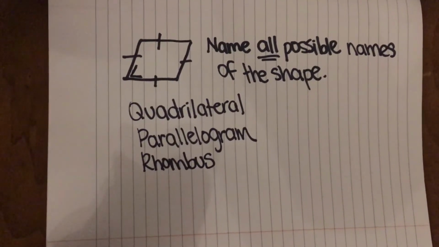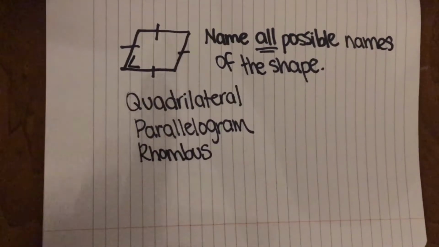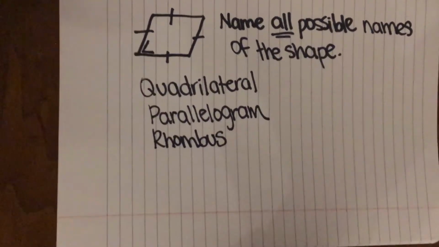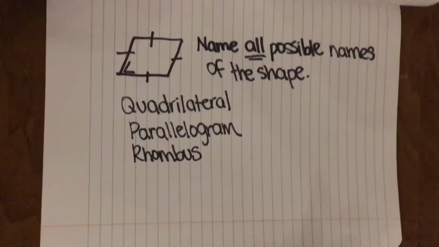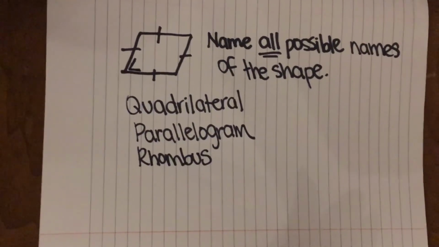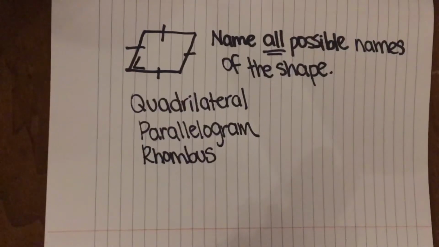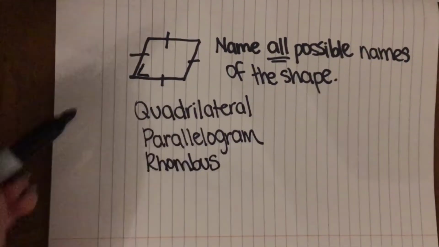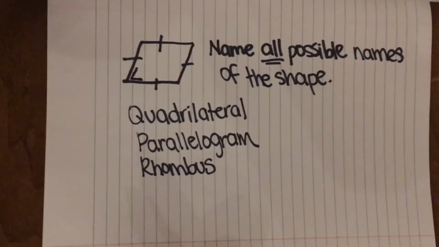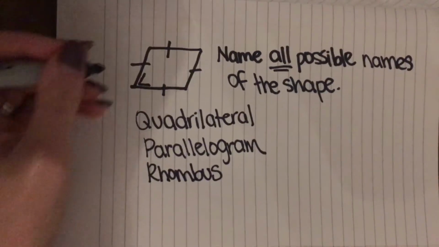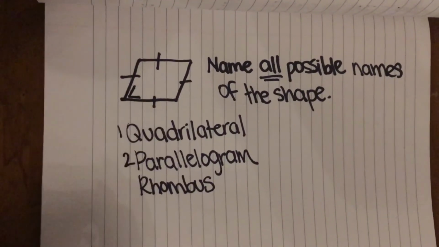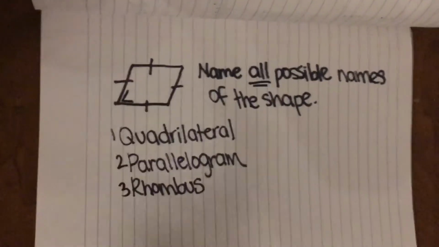Finally, we have a square. So if it's a rhombus, it could possibly be a square. The only difference between a rhombus and a square is that a square has to have right angles. So this does not have right angles because we have this acute angle here. So it is not a square. So the possible names of this shape are quadrilateral, parallelogram, rhombus.